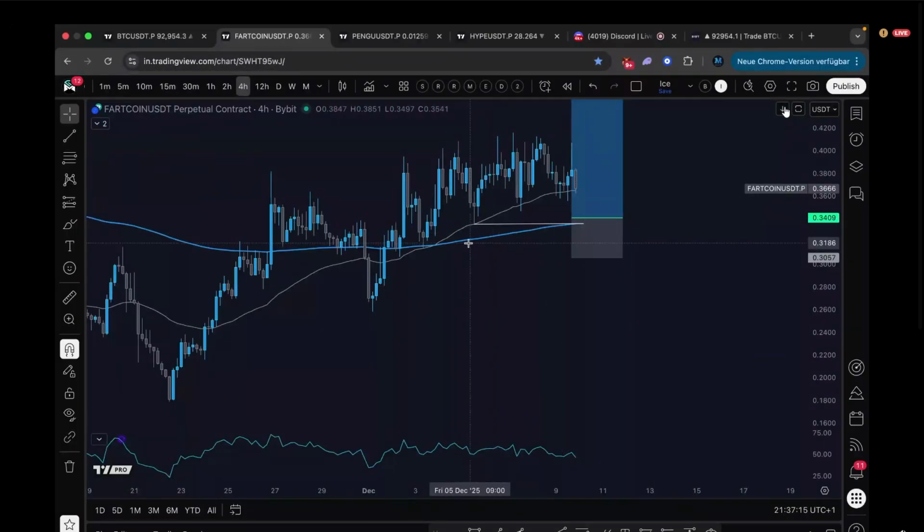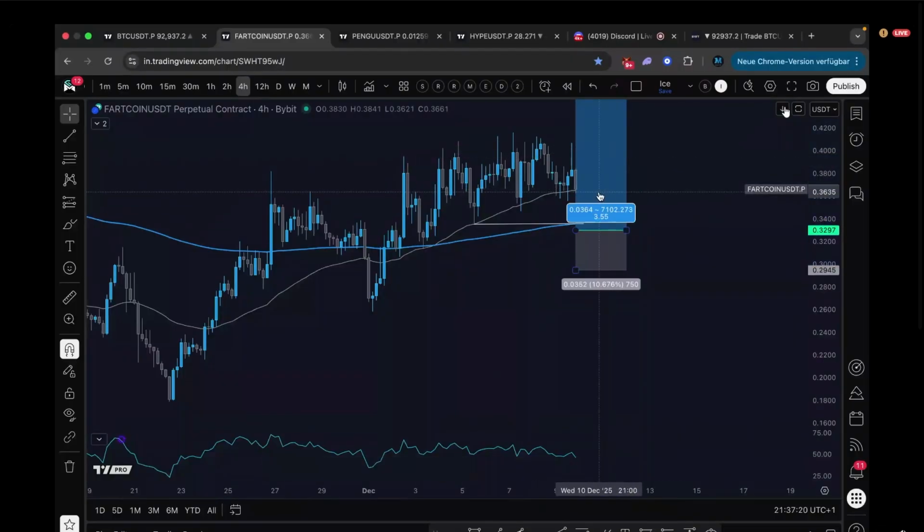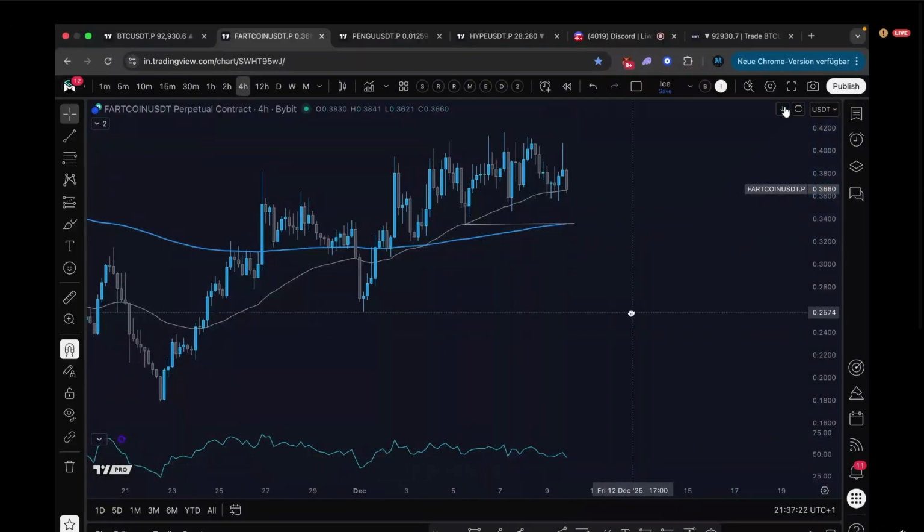I was actually aiming here at this H4 EMA 200 anyway. Looks like we are getting there, but that's not the topic, right?